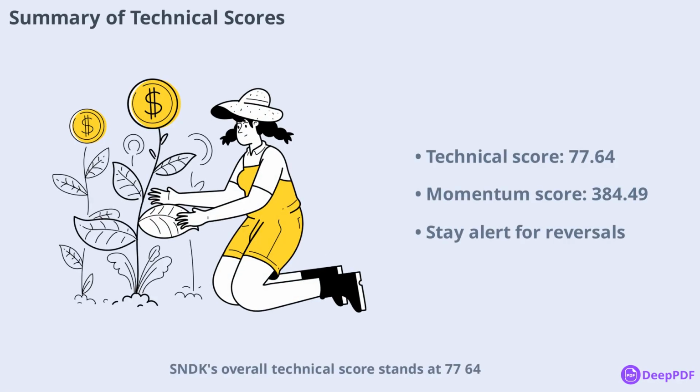SNDK's overall technical score stands at 77.64, with a momentum score of 384.49. These high values reflect the strong bullish sentiment and the stock's impressive performance over the last quarter. However, as with any strong rally, it's important to remain vigilant for signs of reversal or exhaustion. Monitoring these scores alongside other indicators can help traders stay ahead of sudden market shifts.